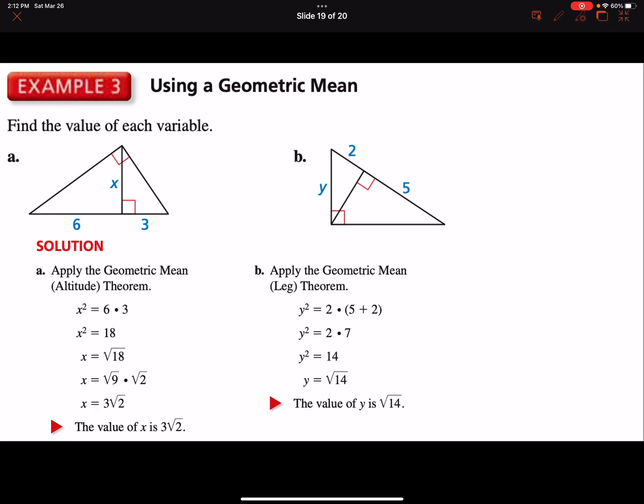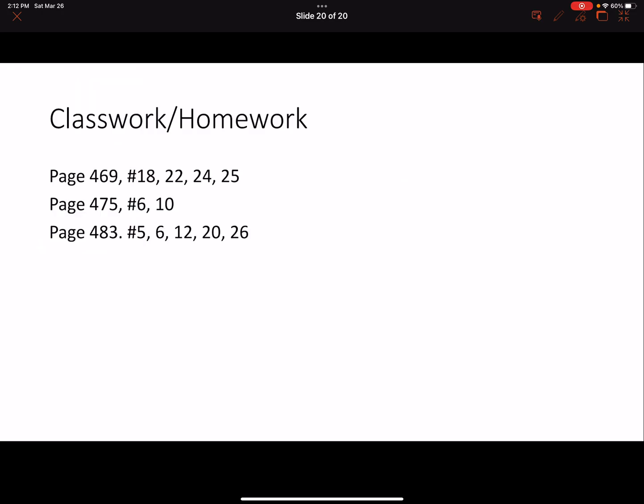If this went by a little bit quick, again, you have the option of rewinding, rewatching, breaking things down, trying them yourself, which is what I really recommend that you do. And then you can start your classwork or homework, depending on how much time you have right now.